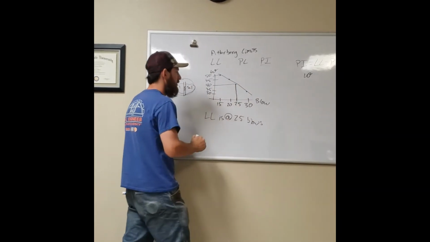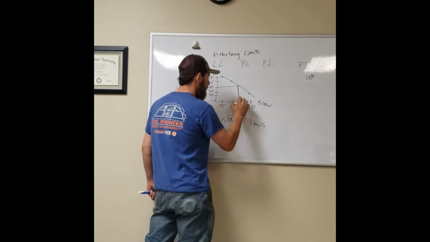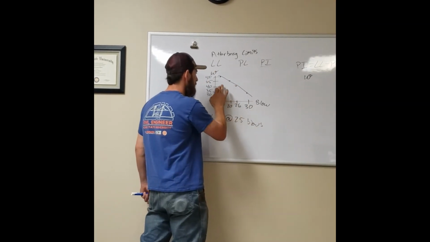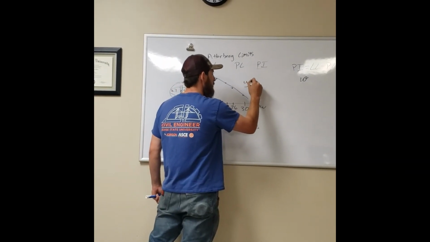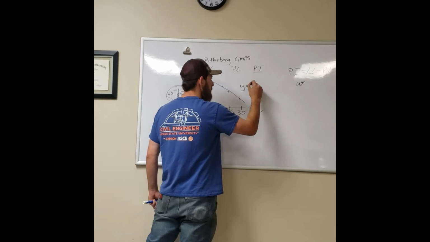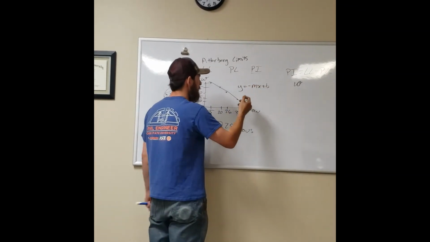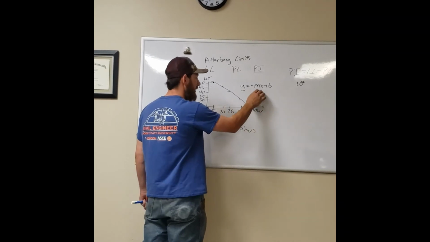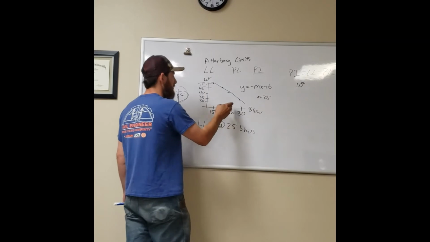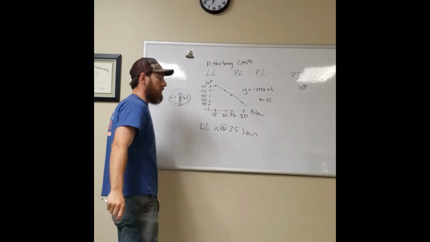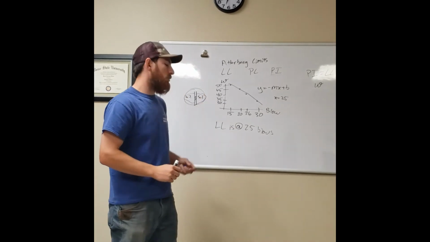bring it over. Now, if this isn't 25, if it's 26 instead, then you can just look at the formula of this line. Y is equal to negative mx plus b, whatever it may be. Figure out, your x is going to be 25. And you can figure out exactly where 25 is, since I don't have 25 on there, which is normally the case. So that is all we're doing for the liquid limit.